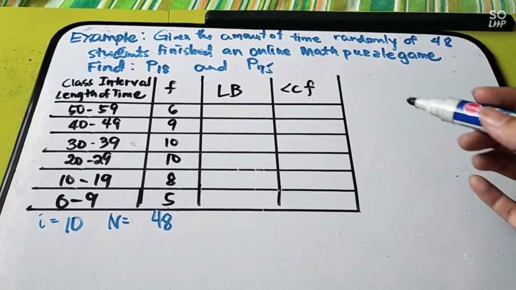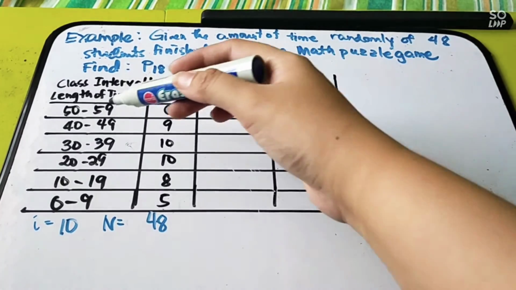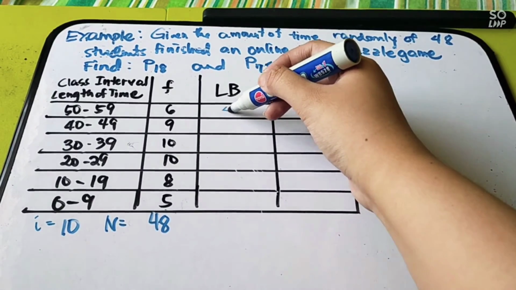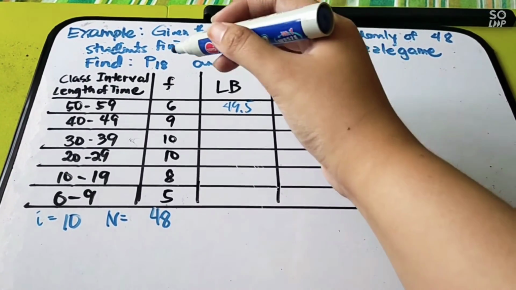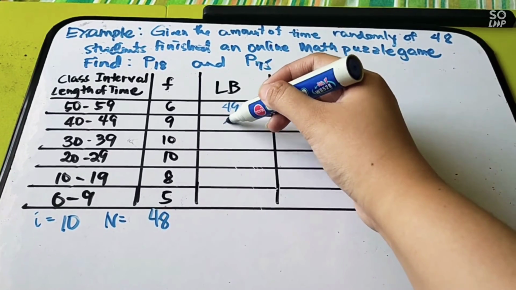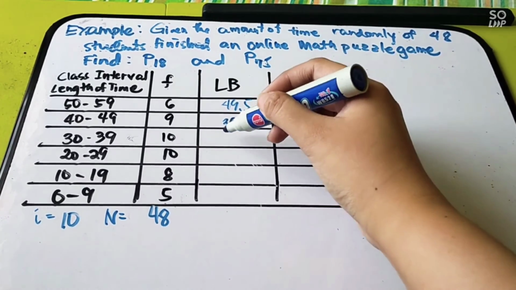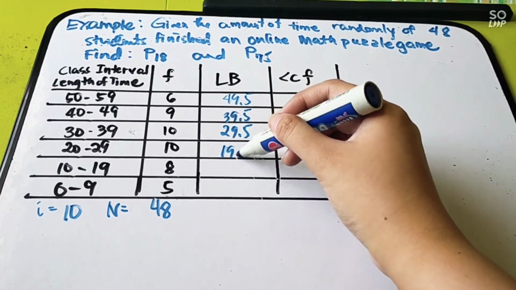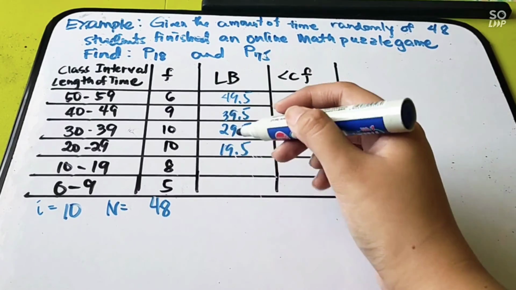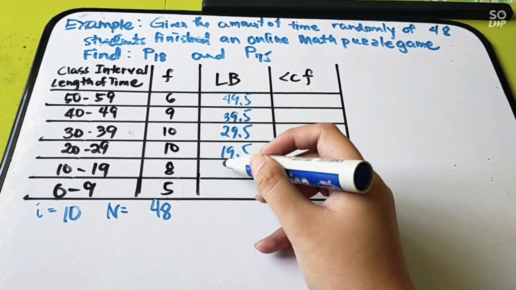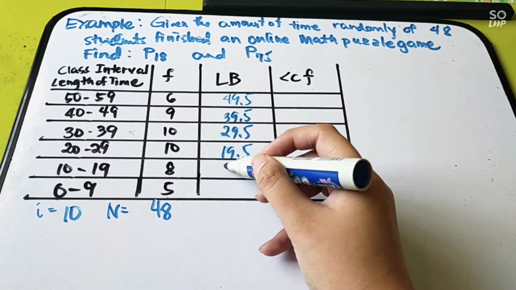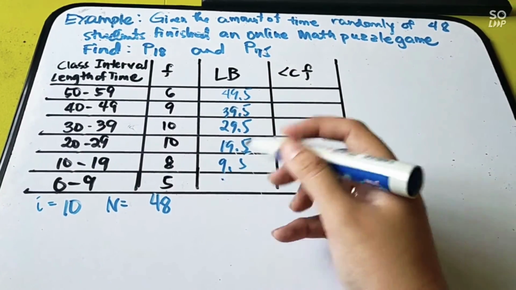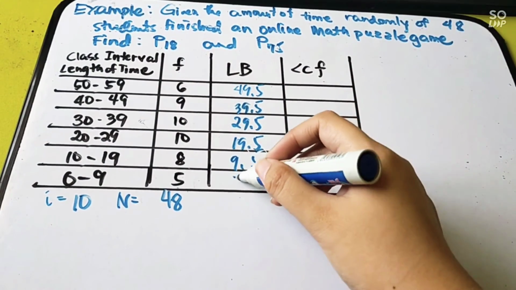Then, find the lower class boundaries. So, we have here 50 minus 0.5. So, ang sagot dyan ay 49.5. Next, 40, we have here 39.5. Next, 29.5. 20 minus 0.5, we have 19.5. 10 minus 0.5, we have here 9.5. And then 0 minus 0.5, negative na yun, so 0 na lang.